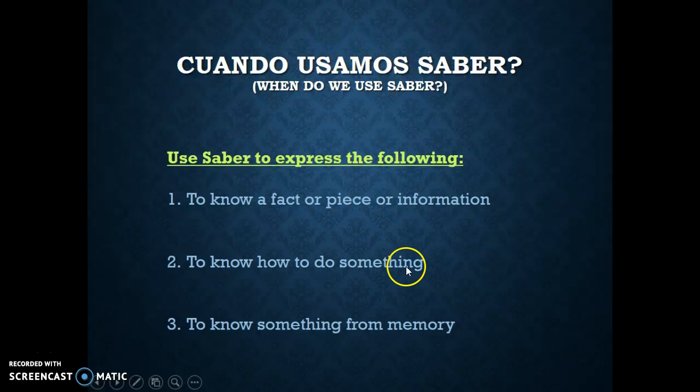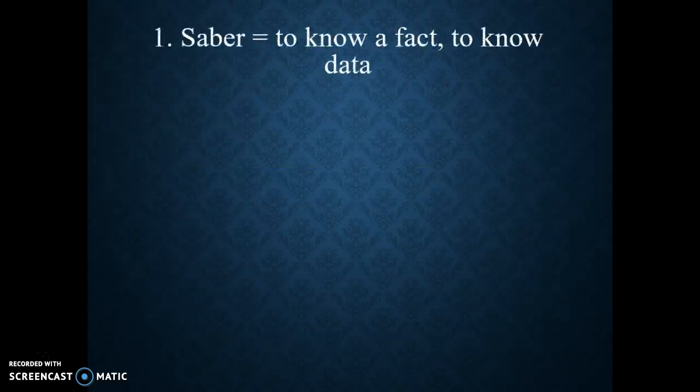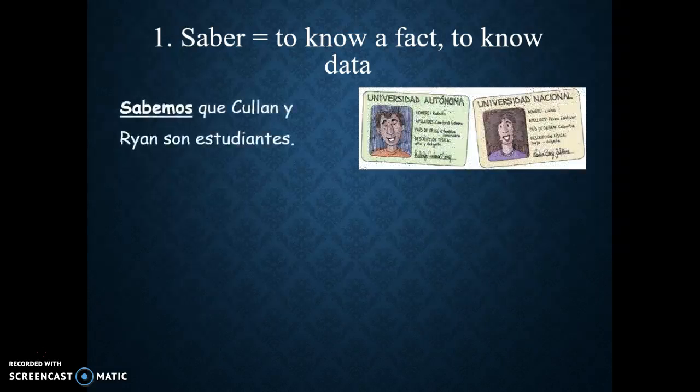So we use it to express the following. Número uno, to know a fact or piece of information or data. Número dos, to know how to do something, so how-to statements. Y número tres, to know something from memory. So let's start with número uno, to know a fact or to know data or a piece of information.